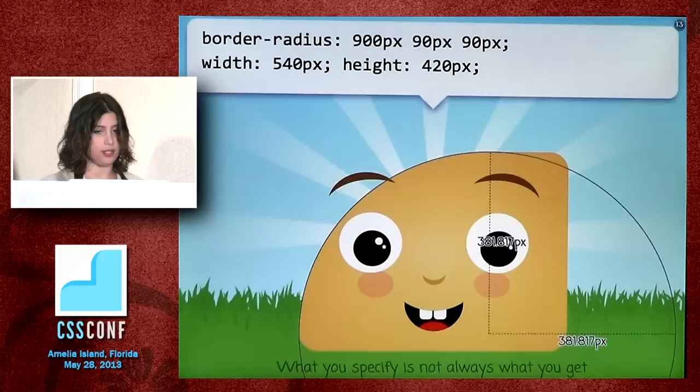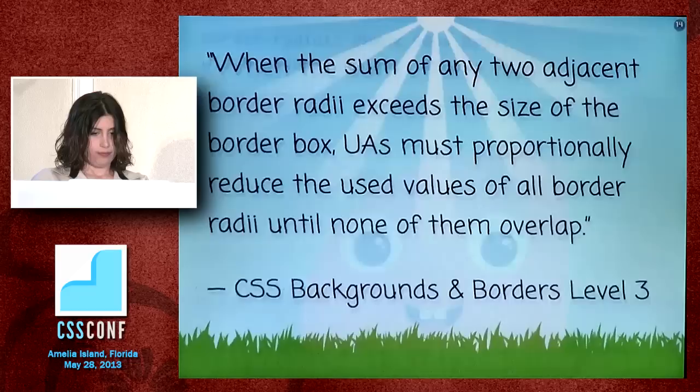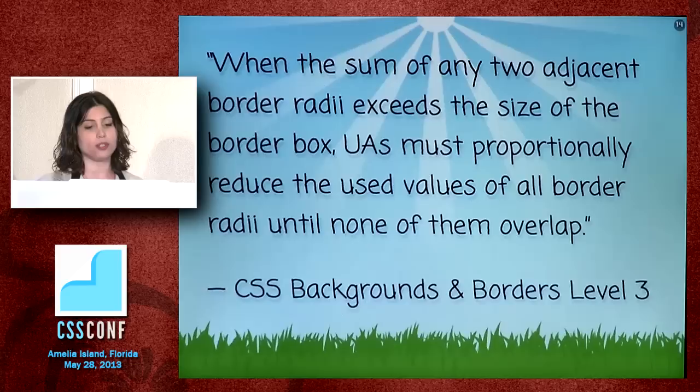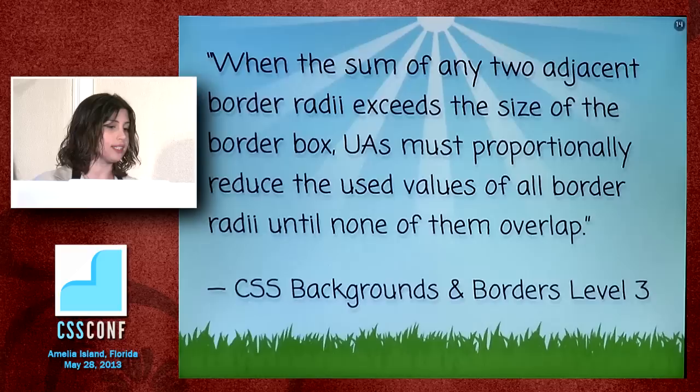So in the wording of the spec, when the sum of any two adjacent border radii exceeds the size of the border box, UAs must proportionally reduce the used values of all border radii until none of them overlap. If it doesn't make much sense in that kind of wording, just remember what I said. If it doesn't fit, the browser shrinks all the radii so that they fit. By the way, both radii and radiuses are correct. So that's for the grammar Nazis around here.